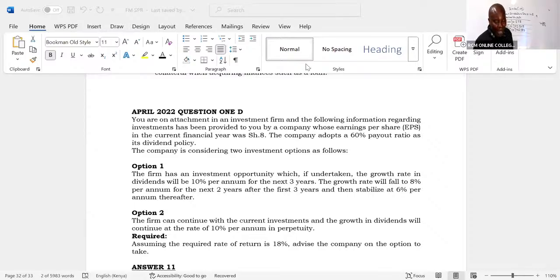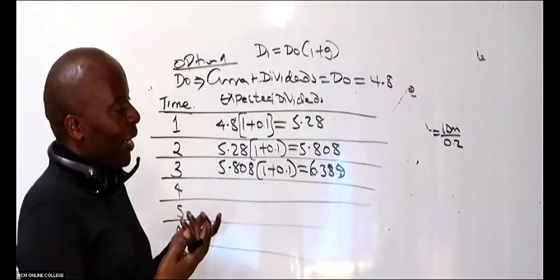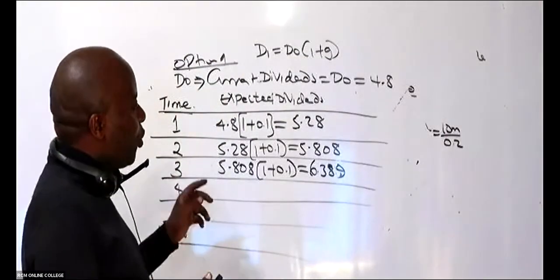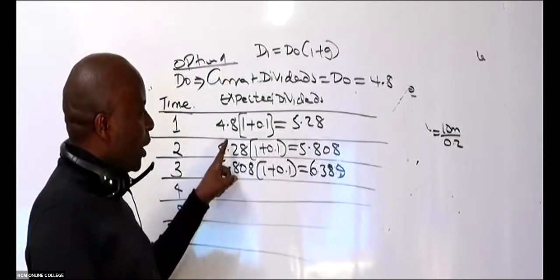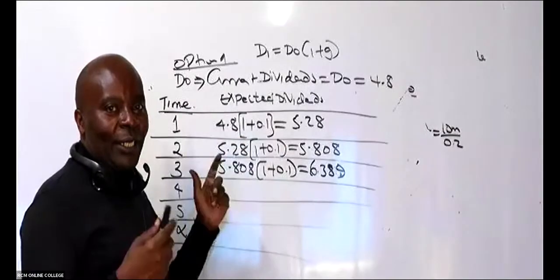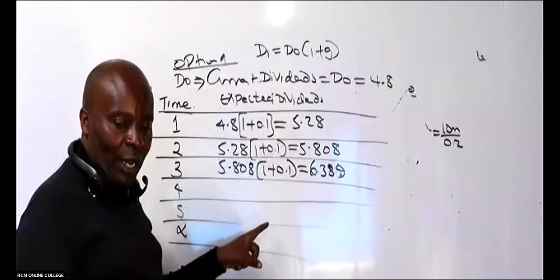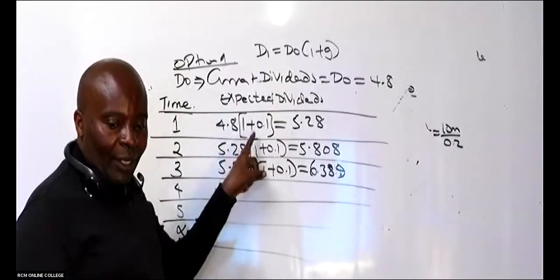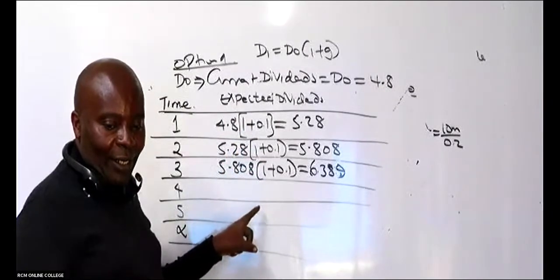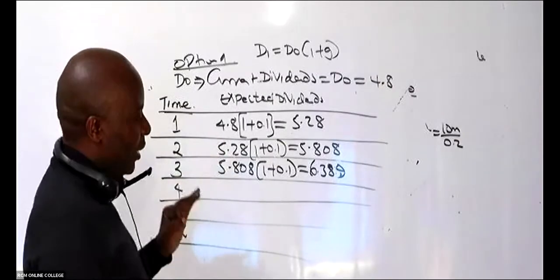So 8% per annum. Now, please listen. I'm aware, I know you can say 4.8 times 1.1 squared and you get the same answer, but I prefer going the longer way, because this way you will never make mistakes. Three decimal places, 6.389. Great, thank you so much.